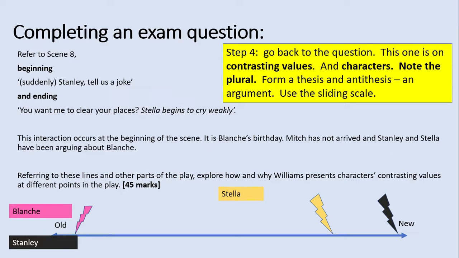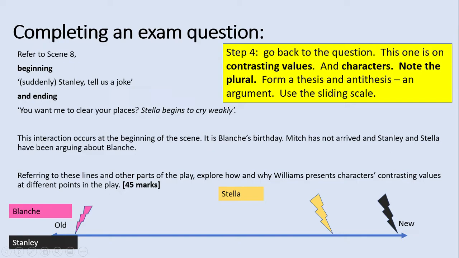So what I've done is I've colour coded it and kind of squished the characters on here, although probably I should have put Stanley over this side somewhere. But Blanche, and then because it's conflict, I thought I'd choose a little lightning bolt. I put them on the characters actually on the sliding scale. So my argument, I guess, is that Blanche represents old values, represents tradition, represents something that's outdated and that doesn't fit with the new kind of New Orleans culture that she finds herself in when she ends up at Elysian Heights, Elysian Fields, sorry.